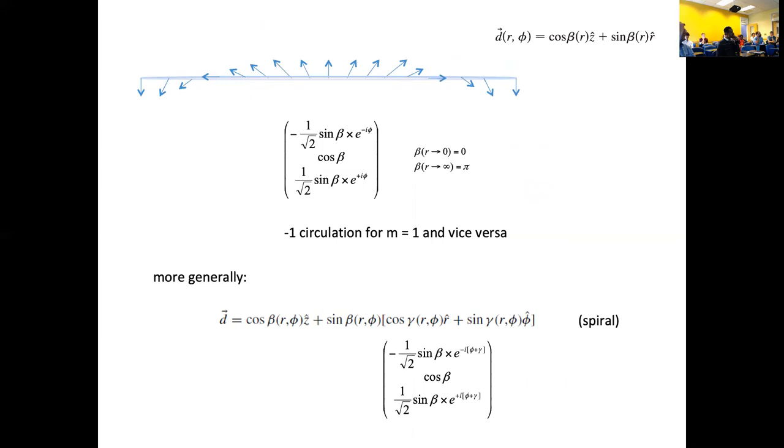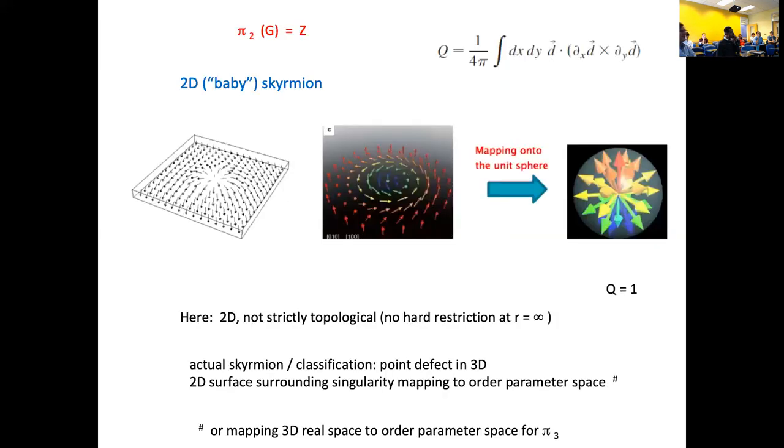One other quick question. Is there a topological, some mathematical classification of these not strictly topological quantities as well? Like the baby skyrmion on the left. Yeah, the baby skyrmion. As I said, if you insist that this is identical, then it's the same as a sphere, right? Because at the infinity point, I can always just map it to the south pole.